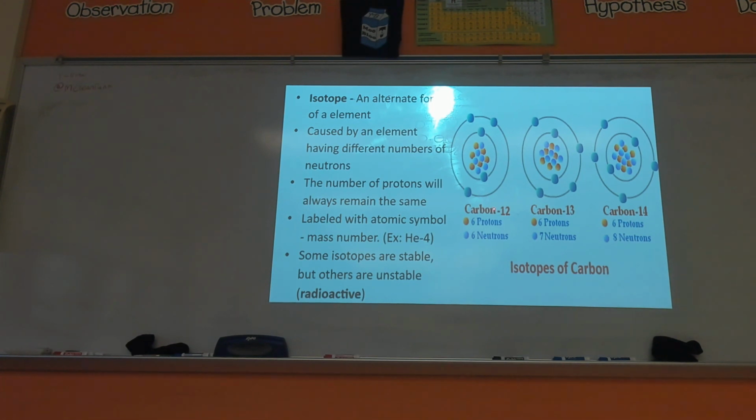So like carbon-12 is the most stable form of carbon. Carbon-13, a little less stable, but it's doable. Carbon-14 is radioactive. It's unstable. It'll slowly break down into a more stable form of carbon.